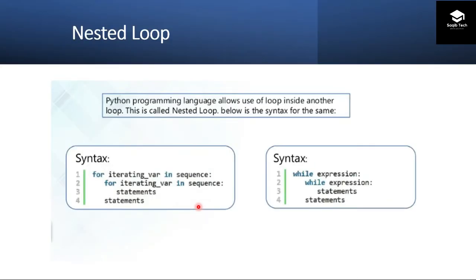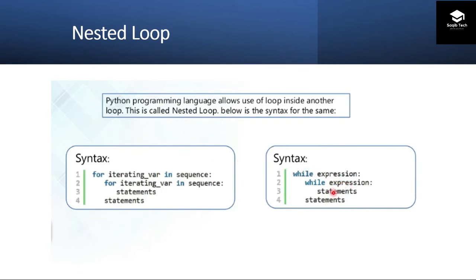The third type of loop is nested loop. Nested loop means that we can use a loop inside another loop. For example, we can use two for loops. One of them is the first for loop and the other is in the body of the first loop, that is like a nested for loop.